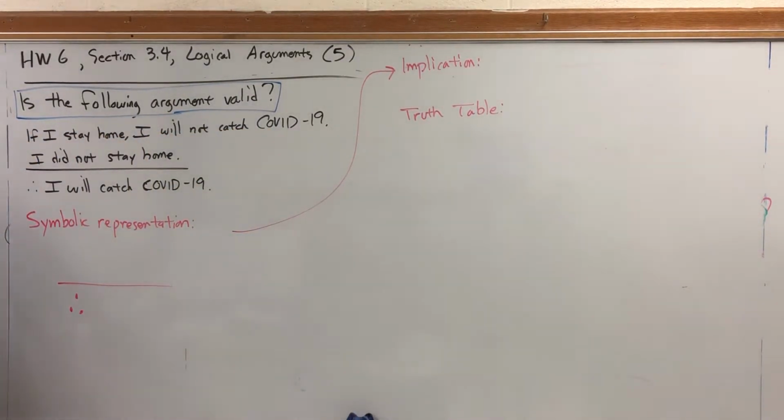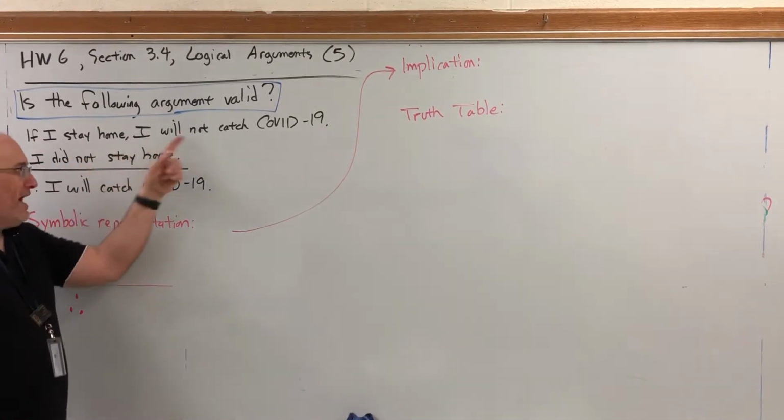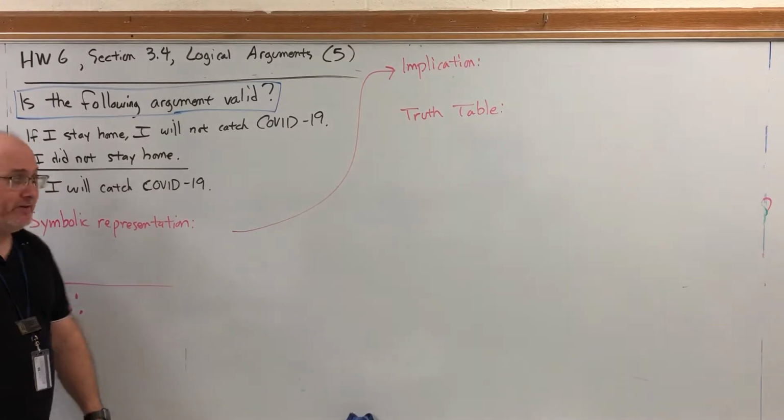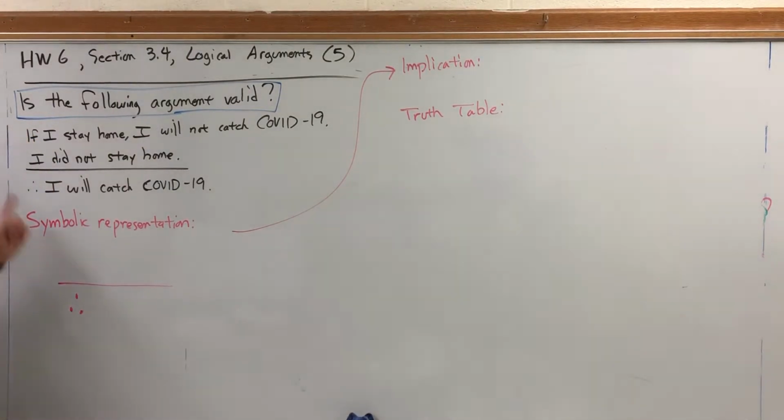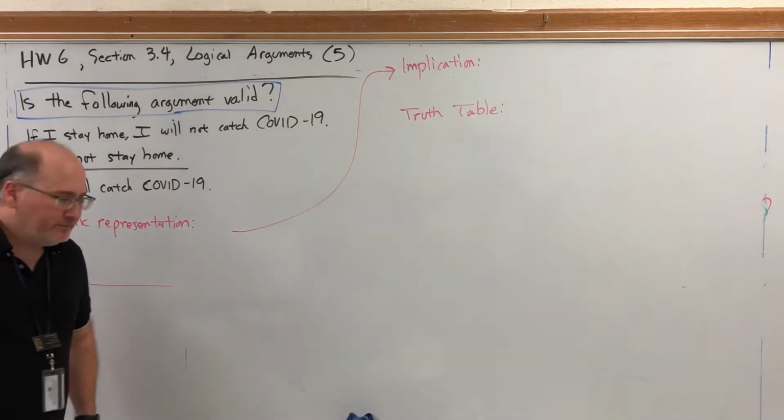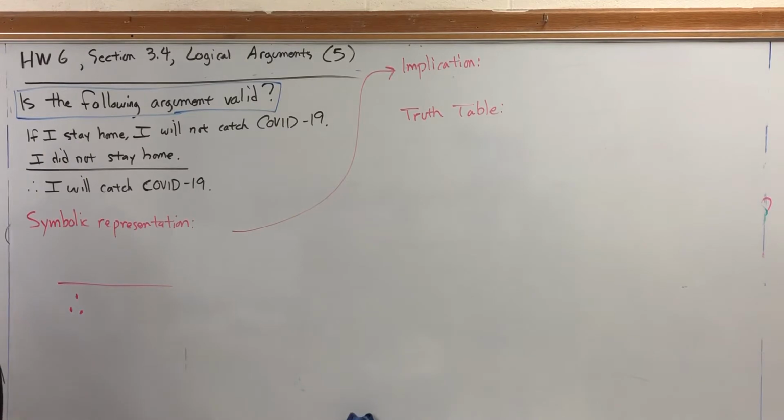In this example, our argument is, premise number 1, if I stay home, I will not catch COVID-19. Premise number 2, I did not stay home. Conclusion, I will catch COVID-19. In order to determine if this argument is valid, we need to start by translating this into symbols.